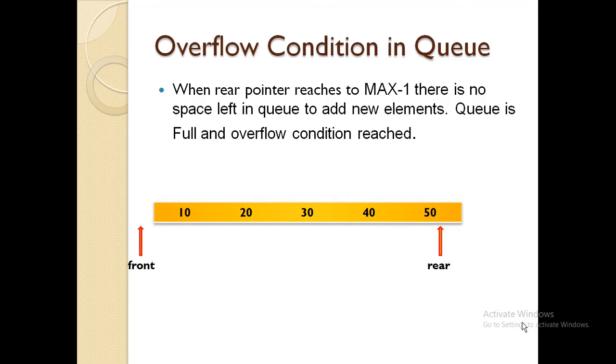At the time of insertion and deletion, we have to go through some conditions which are called overflow and underflow. The overflow condition is when your rear pointer reaches max - 1; there are no spaces left in the queue to add new elements. Here you can see that all the spaces are occupied by elements and the rear pointer is at the max position. This is the max - 1 position. If max is 5, then the element index positions are 0 to 4. That means if you are checking for the max condition, you have to use max - 1. If max is 5, then 5 minus 1 is 4, so your maximum position is 4 here.